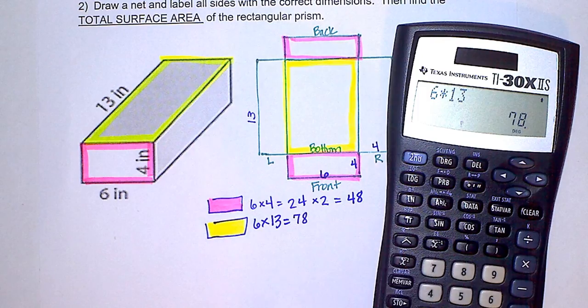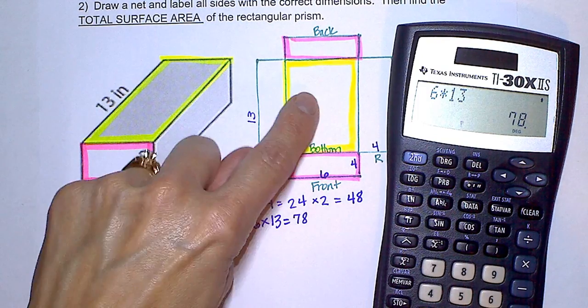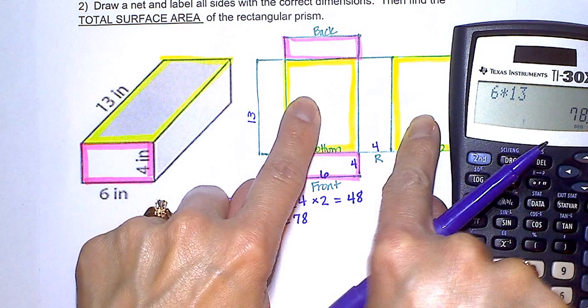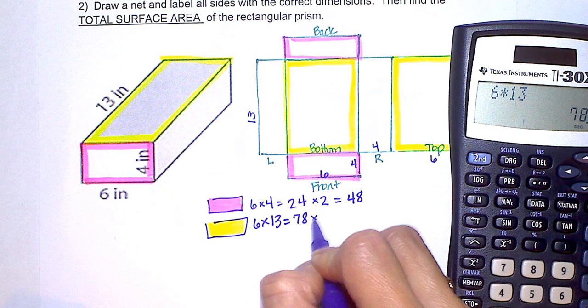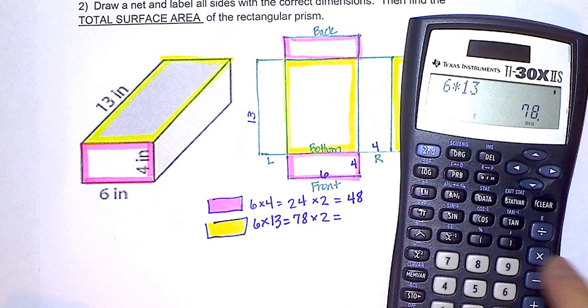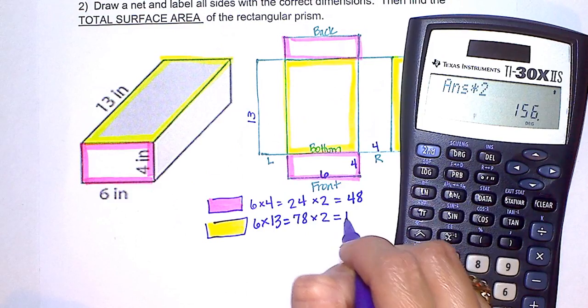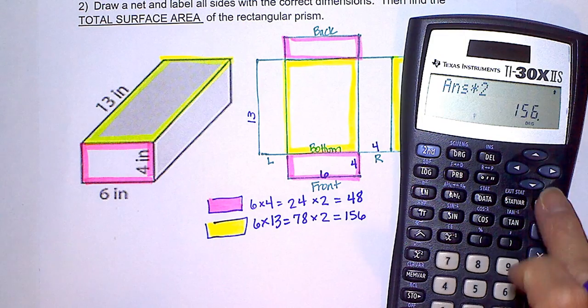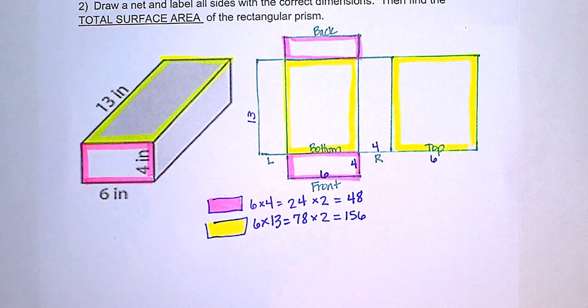Now this is the tricky part. Some students stop here, but don't forget, the 78 is just for one of them. We have 2 of them, so that's why we're multiplying this by 2, because I have 2 rectangles the same size, so times 2, and we get 156. Alright, one more, hang in there, we're almost done.